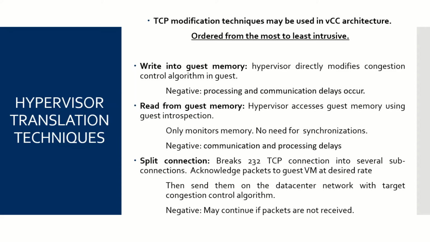The third technique is called split connection. In this technique, a TCP proxy is used to break an end-to-end TCP connection into several subconnections. At a chosen rate, it can acknowledge the packets to the guest virtual machine. Then, the packets are sent on the data center network using the target congestion control algorithm. Unfortunately, a barrier-based application may believe that all its packets were ACKed and continue when the packets were not received.